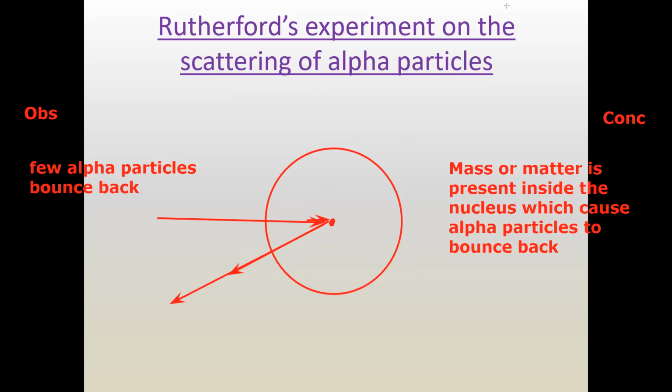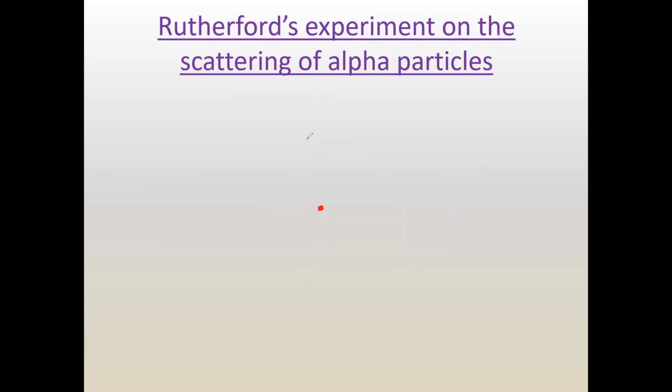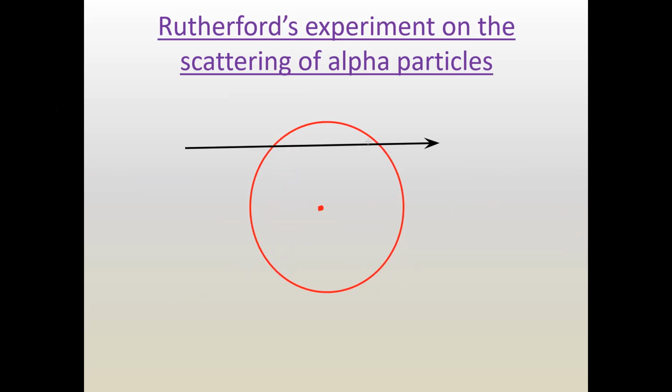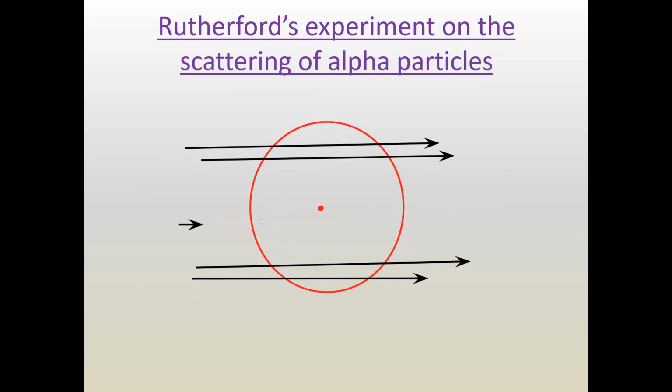So sometimes they ask you to complete the path of these alpha particles when they are passing. If the alpha particles are passing away from the nucleus, they will pass straight because a major portion of the atom is empty. If the alpha particle is coming closer to the nucleus, it will deviate or change the direction.